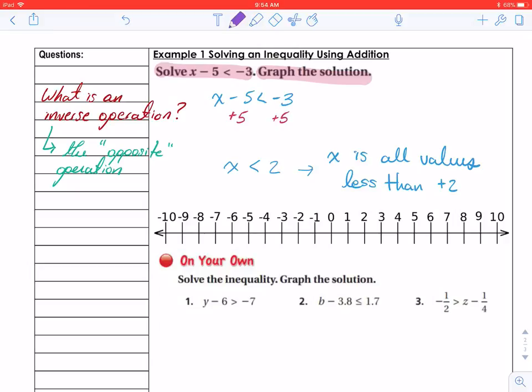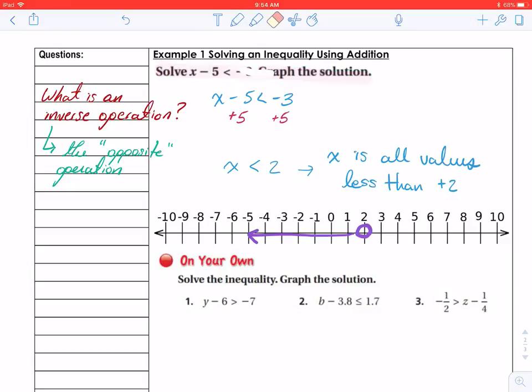So I need to first determine whether I'm using an open or a closed circle at 2. Well, because there's no equal sign, I'm going to be using an open circle, which means that 2 itself is not part of the solution. Plugging in 2 for x does not give you a true inequality. 2 is not less than 2. 2 is equal to 2. So therefore, I'm going to use an open circle. And then x is all values that are less than 2, which is going to be in this left direction. The numbers go down as we go to the left. And so now I have graphed the solutions to this inequality.